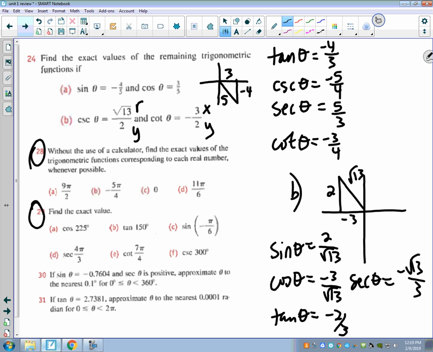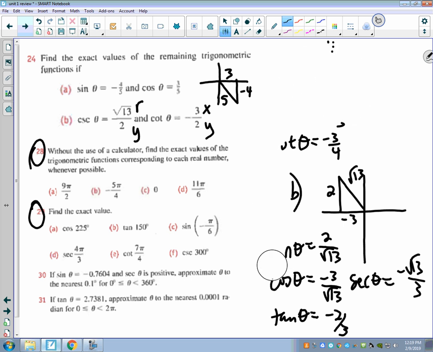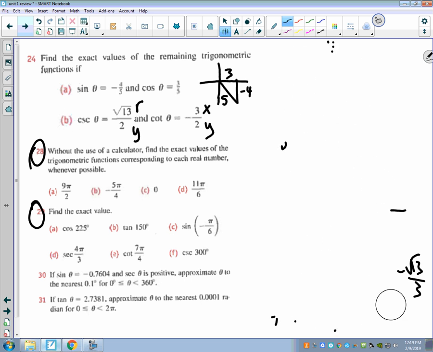No calculator part. The big thing on the no calculator part is knowing your unit circle. Okay, so it says without the use of a calculator, find the exact values of the trigonometric functions corresponding to each one. Goodness gracious, how did I really give you this many to do?